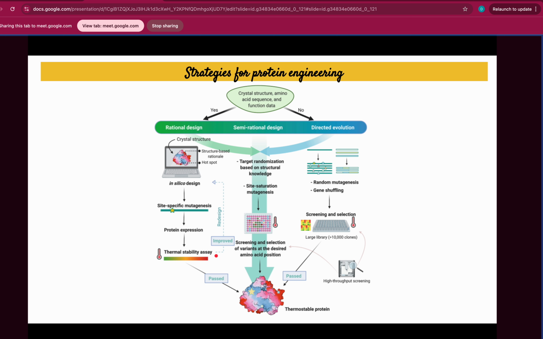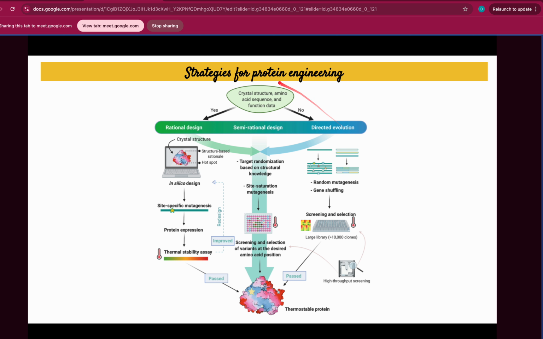So thermal stability is judged. If it is passing the criteria which we have decided for the protein design, then the protein which is thermostable is achieved. But if it still lacks, then we further need to perform certain improvements, and we again redesign it. We bring about mutation at some other region, or we see why it is failing. So this comes under rational design.